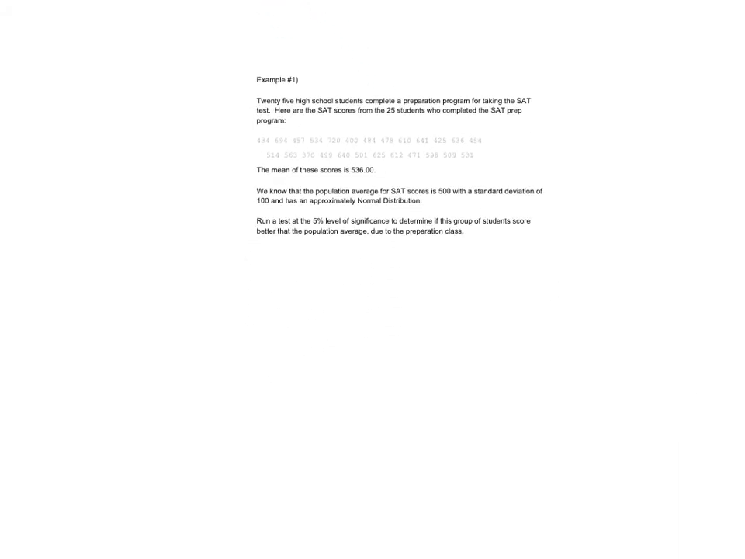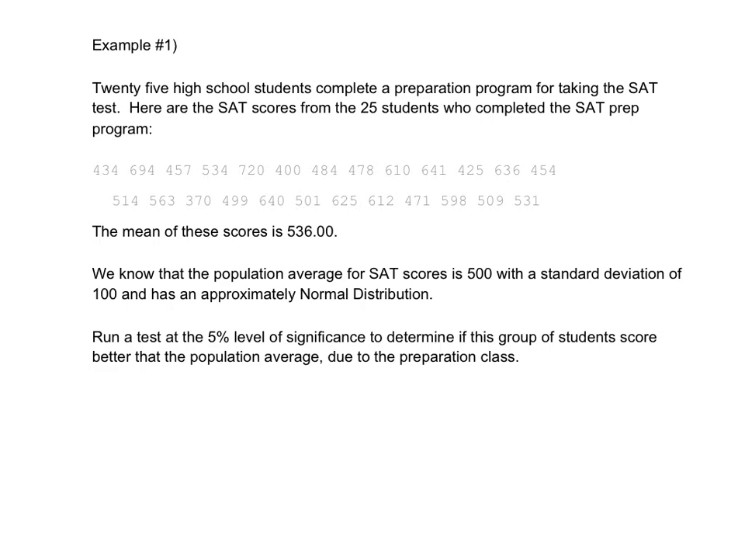All right, example number 1 here. 25 high school students complete a preparation program for taking the SAT test. Here are the SAT scores from 25 students who completed the SAT prep. So they give us the actual 25 scores right here. So n equals 25. And then it goes ahead and tells us the mean of these scores. Here I'm going to write it a little bit differently. The mean is 536. That's this. If you actually put those into your calculator, you'll find that it is 536.